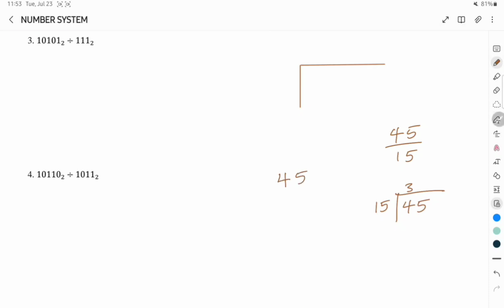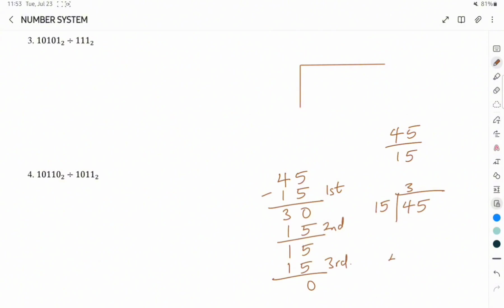So if I say 45 minus 15, that will give me 30. This is the first time. And again, 30 minus 15, that will give us 15. Then 15 minus 15, 0. So this is the first, this is the second, and this is the third time. So I had 3 attempts before I got to 0. That means 45 divided by 15 is equal to 3 because we did the subtraction 3 times. So just like these natural numbers, we can also perform division this way.